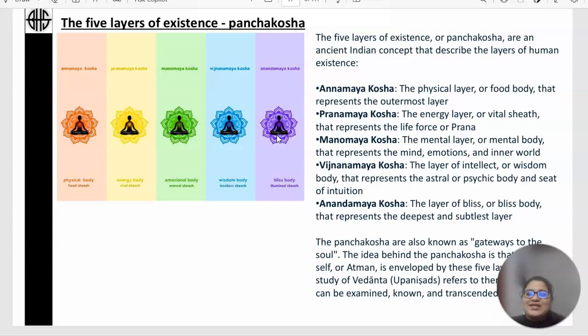So that is about what exactly the five layers of existence, the Pancha Koshas, talk about. This is just a very quick understanding of what it is. But when you understand how to incorporate all of this, you'll realize that this is a part of it and one of the pillars as well.